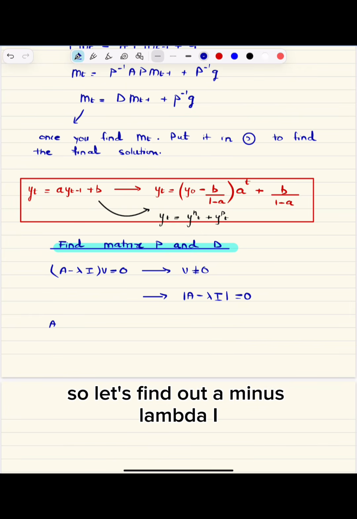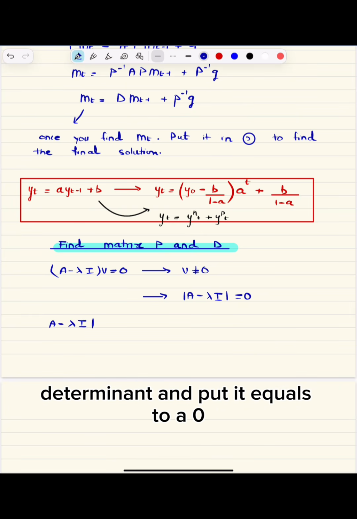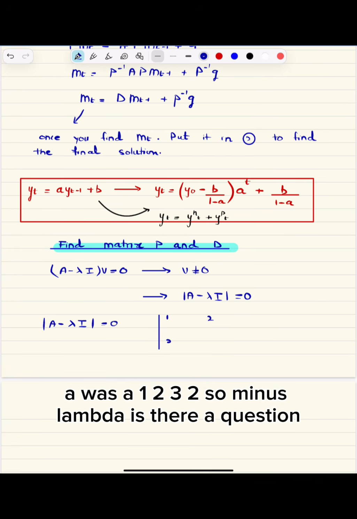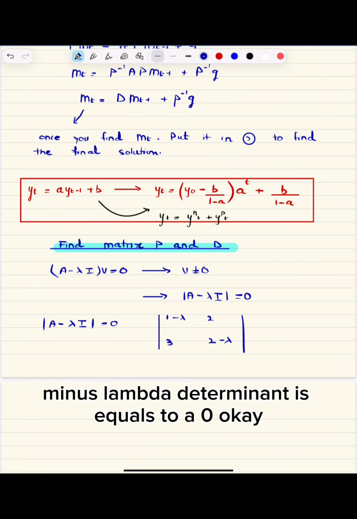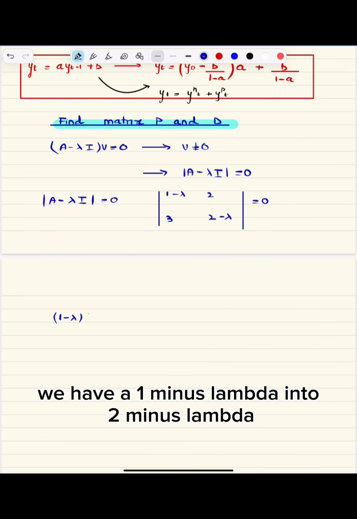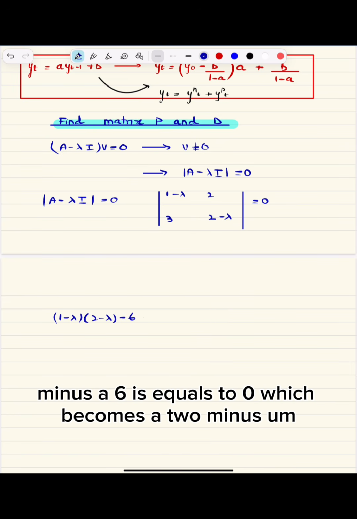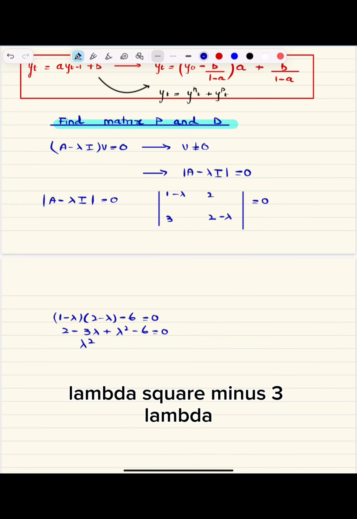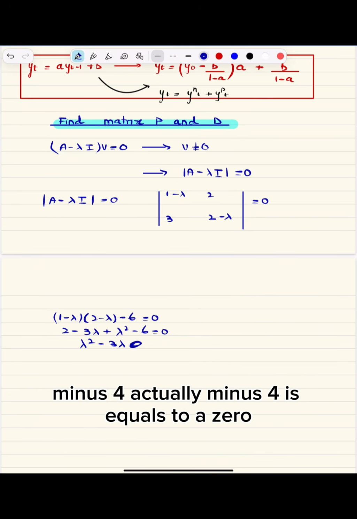So let's find out the determinant of A minus lambda I and put it equal to 0. A was 1, 2, 3, 2. So minus lambda, here nothing, minus lambda, determinant is equal to 0. Okay, we have (1 minus lambda)(2 minus lambda) minus 6 is equal to 0, which becomes 2 minus 3 lambda plus lambda squared minus 6 is equal to 0. Lambda squared minus 3 lambda minus 4 actually. Minus 4 is equal to 0.